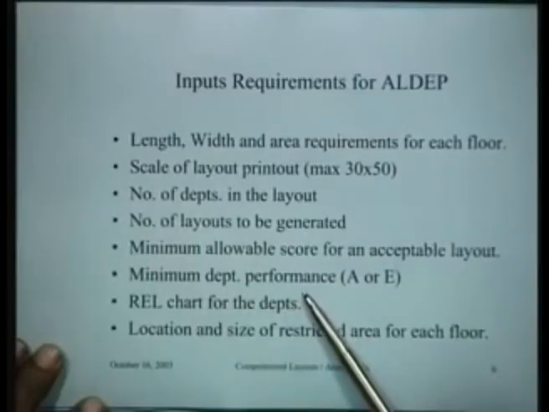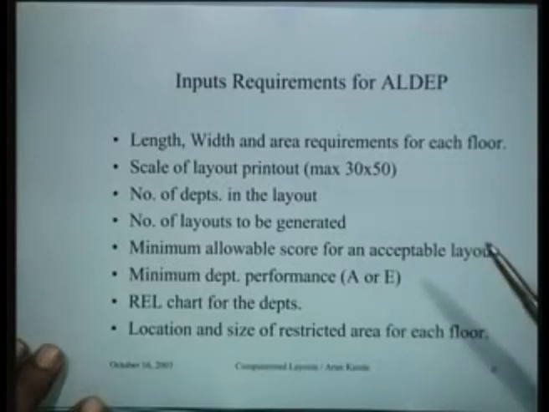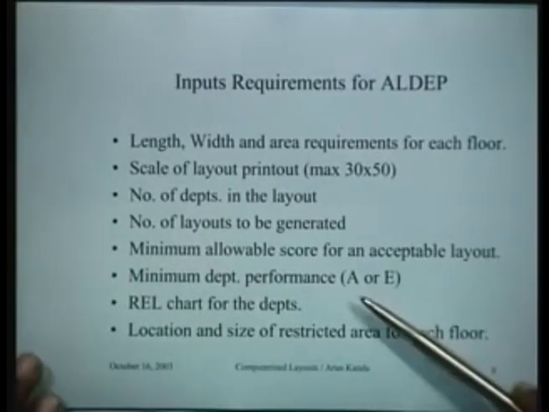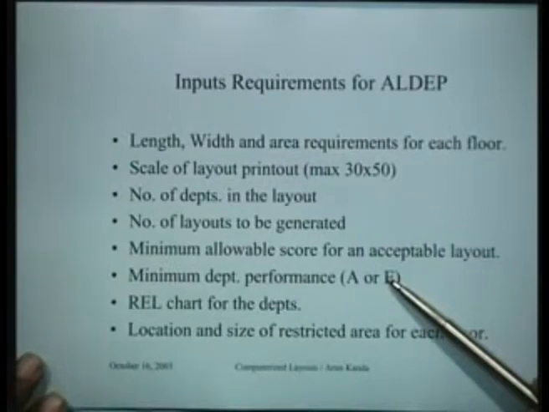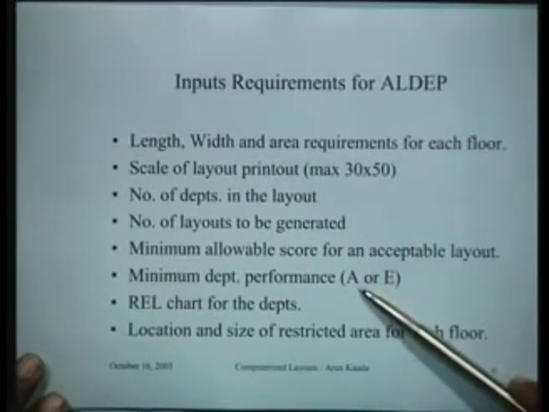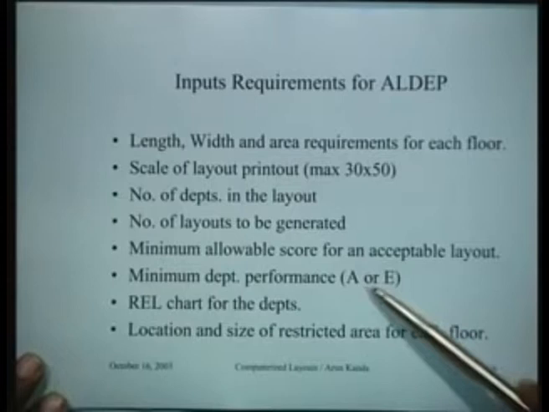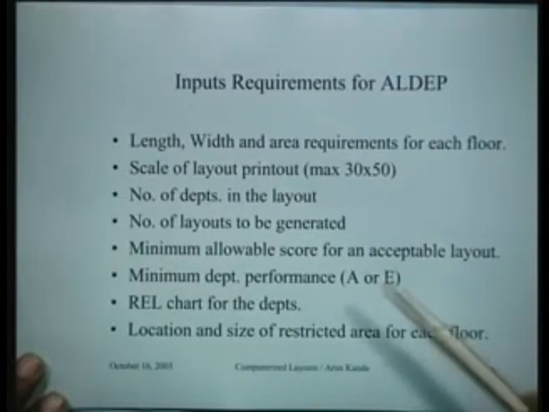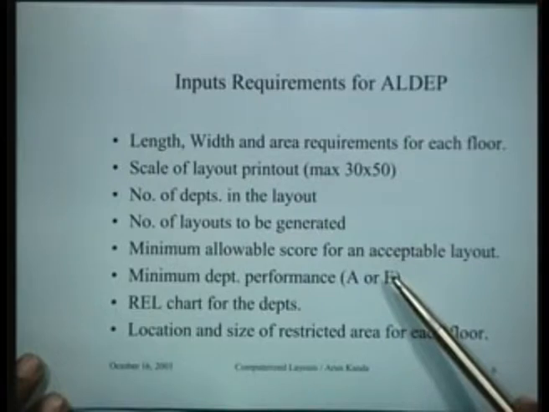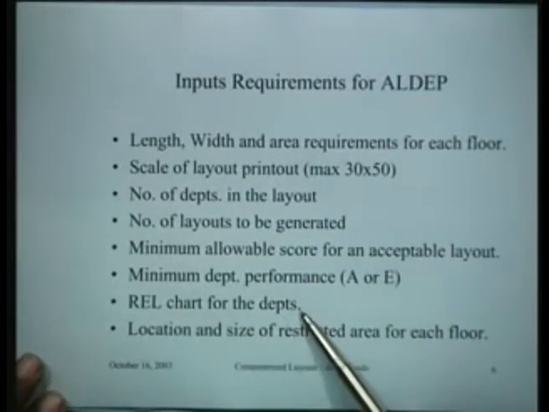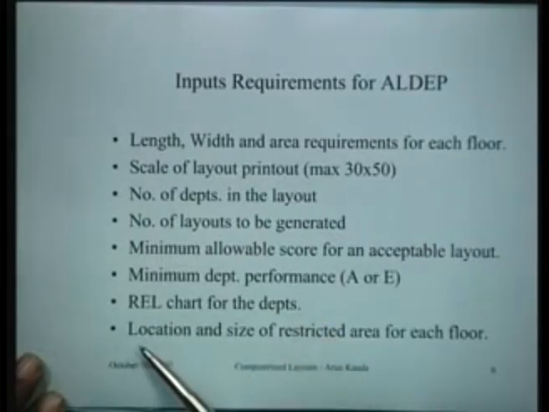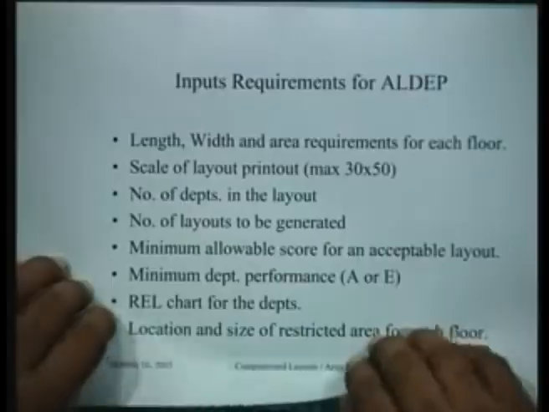The minimum department preference can be either A or E generally. What this means is that if a department is already placed in the layout, the next department which you pick up for placing adjacent to that department should have a high activity relationship with that particular layout. So it can be specified as A or E. You need the REL chart for the departments. You need the location and size of any restricted area for each floor. So these are essentially the requirements for running LDEP.